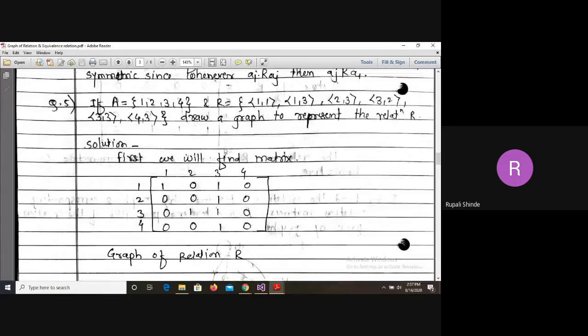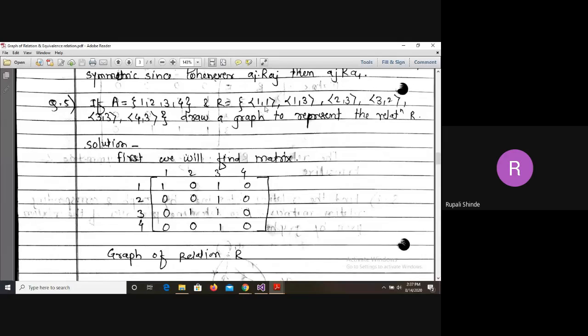Next question. Question number 5. If relation R is given by this set of ordered pairs, then draw the graph to represent relation R. Okay. So first we will draw a matrix for this given relation. Again, that matrix will be of 4 by 4, with 1, 2, 3, 4 along the rows and columns.